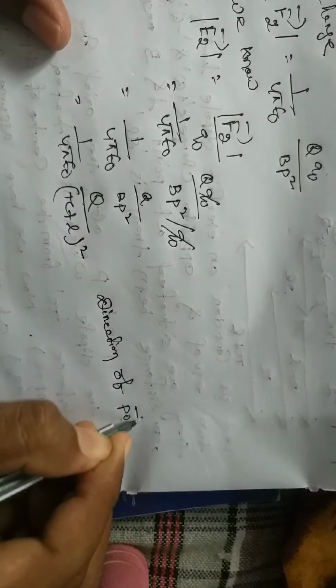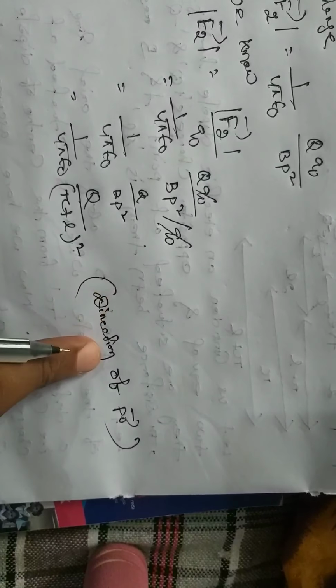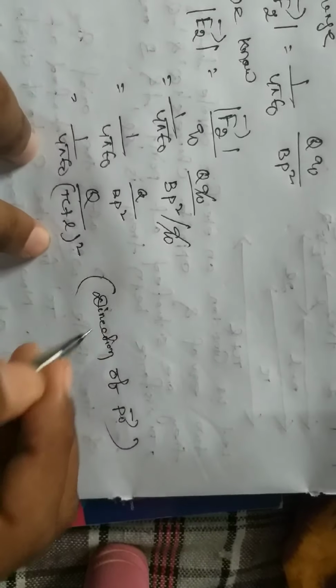So the direction of electric field intensity E2 is along the direction of PO vector, and the direction of E1 is along the direction of OP vector. Clear? So this is equation number 2 and this is equation number 1.